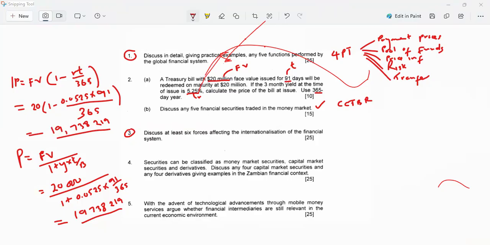So internationalization is also called globalization. All right, so globalization of the financial system. This is where we are integrating and creating interdependence of national financial markets. Zambia cannot operate alone. So this process has been shaped by several forces. There are many forces that have come. These forces can be summarized as follows.